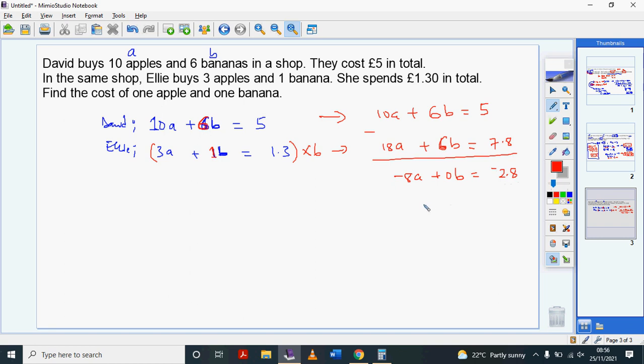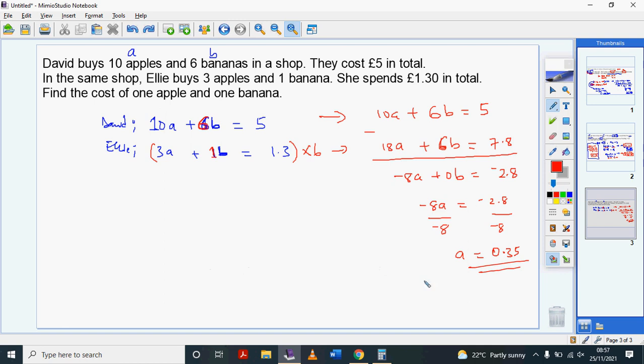So I'll have negative 8a is equal to negative 2.8. Divide by negative 8, divide by negative 8. So 1 apple costs 2.8 divided by 8 is 0.35. 0.35 pounds. Wait, how do you write pounds? Yeah, you get the point.